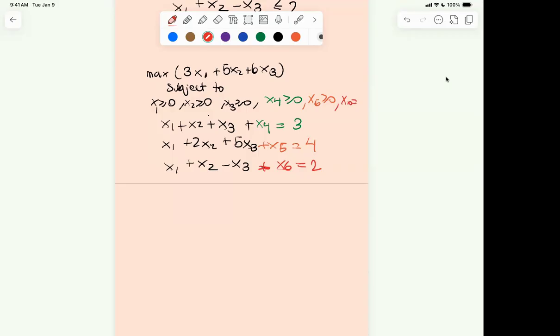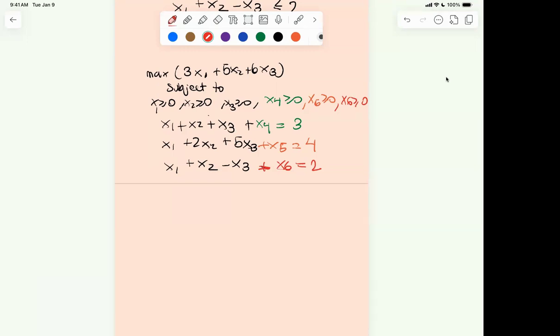Any questions about this? So originally, and I'm about to write this in matrix notation, we started with three variables and three interesting inequalities. Now we have six variables and three inequalities.